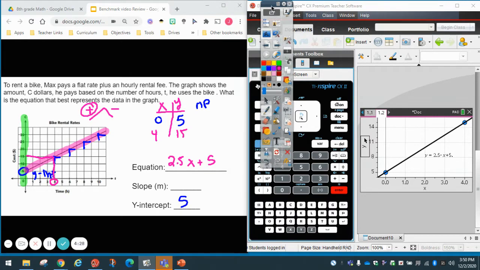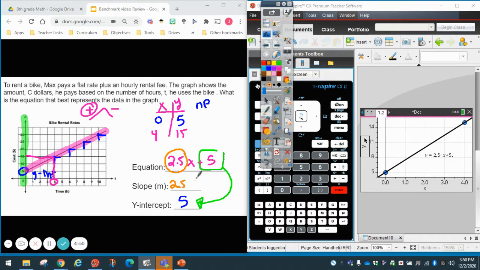Notice that my y-intercept is the number without a letter. So this is my y-intercept, my plus 5. See how it matches? And my slope is the number in front of the variable, or the number in front of x. So my slope is 2.5.